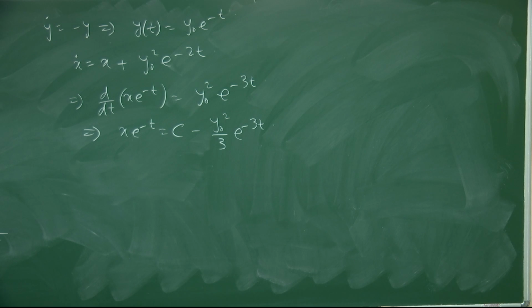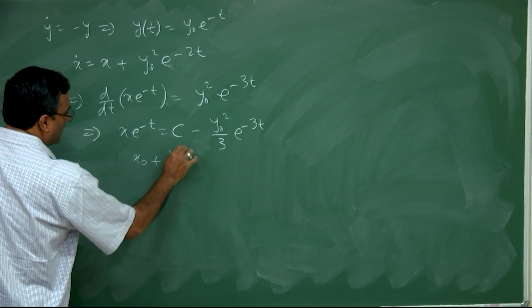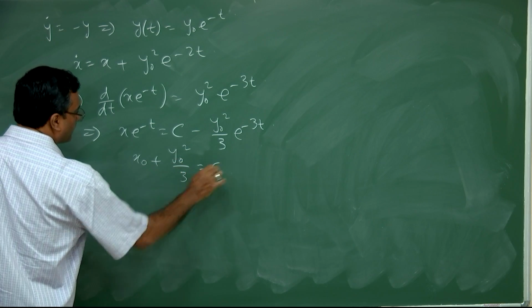Next, if you assume at t equal to 0, x equal to x0, then you can find x0 plus y0 square by 3 is equal to c.